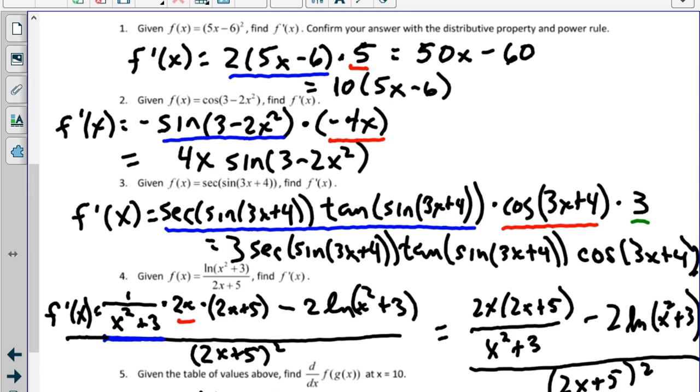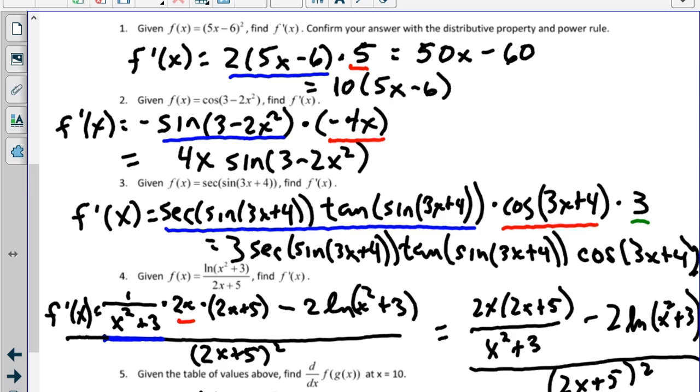Where you have secant of sine of 3x plus 4. So you have the first layer secant, the second layer sine, and the third layer is 3x plus 4. So number 1 is 50x minus 60. Number 2, you get 4x sine of 3 minus 2x squared. That's because you have the derivative of cosine is negative sine of whatever's on the inside, and then you multiply it by negative 4x, which is the derivative of the inside part.